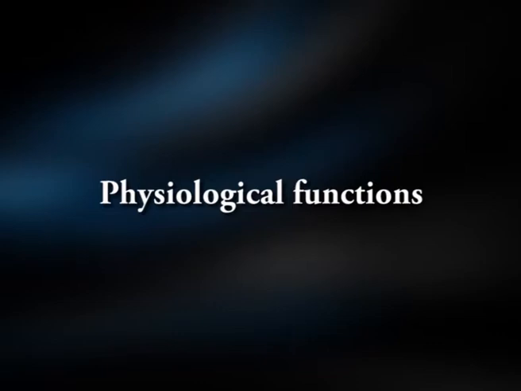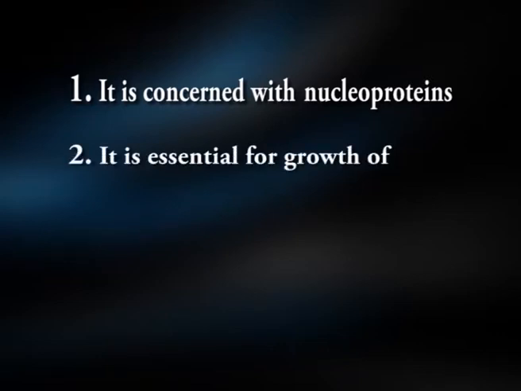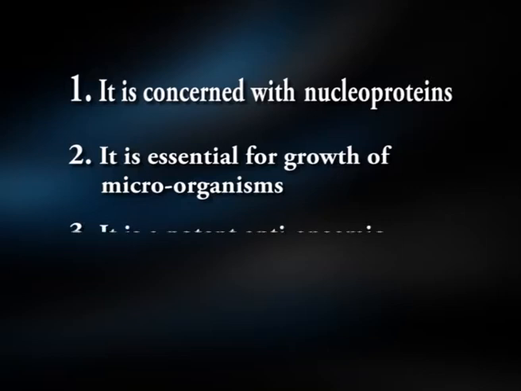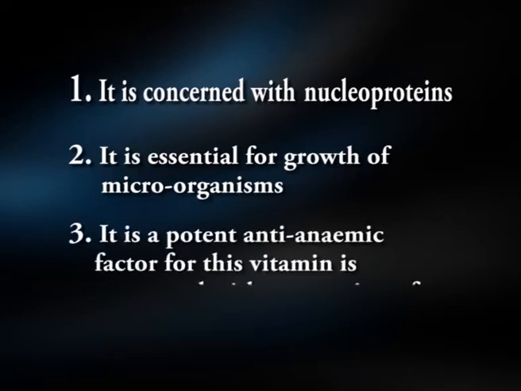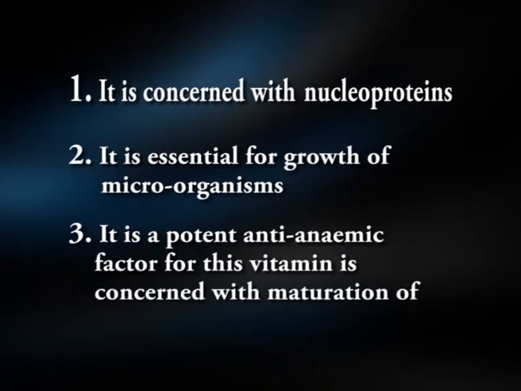Physiological functions. Folic acid plays an essential role in cellular metabolism. Folic acid performs three main functions. First, it is concerned with nucleoproteins. Second, it is essential for growth of microorganisms. And third, it is a potent anti-anemic factor. For this, the vitamin is concerned with maturation of RBC.